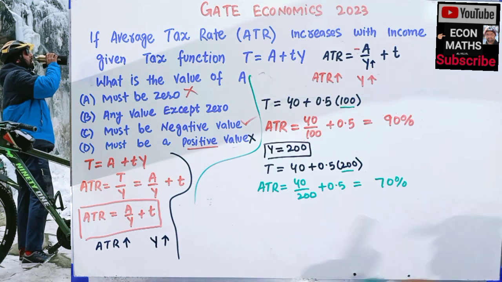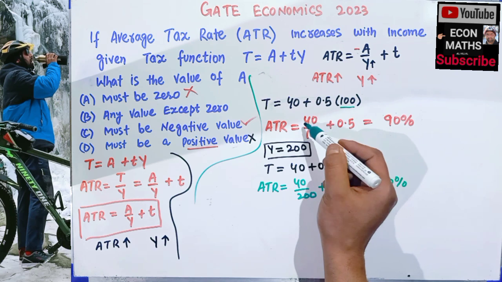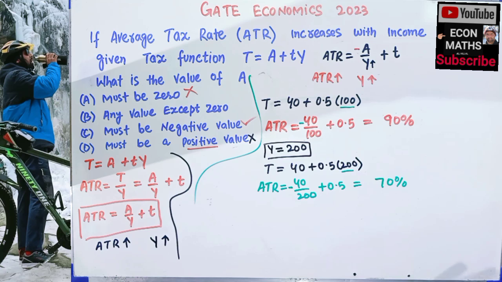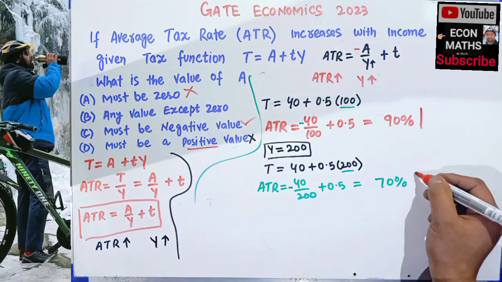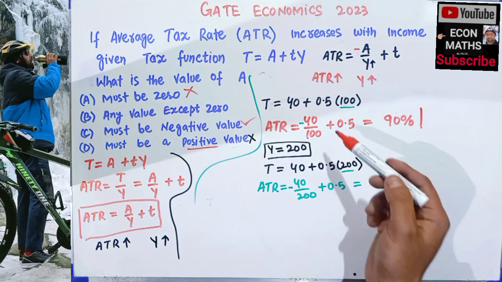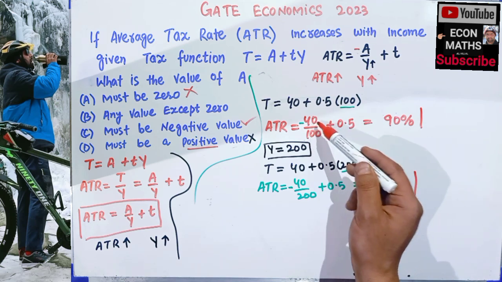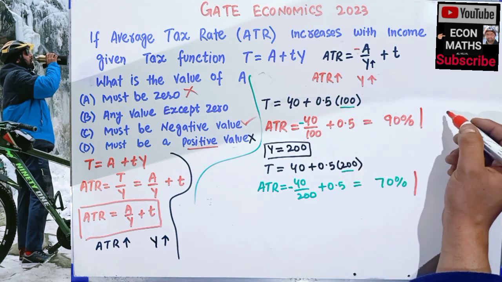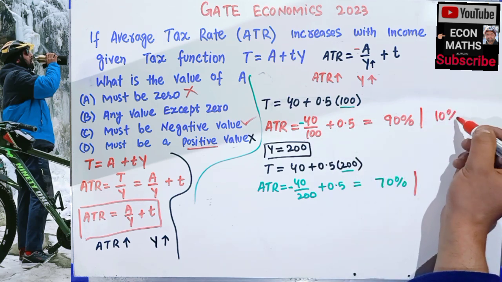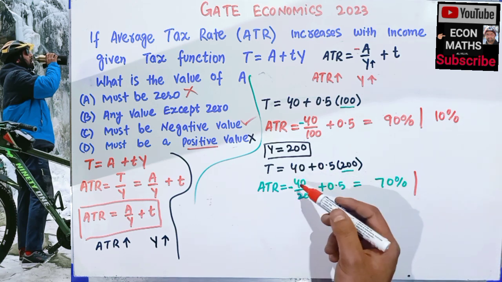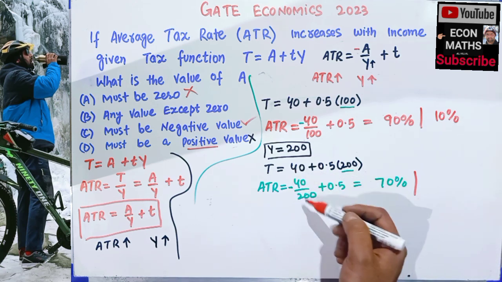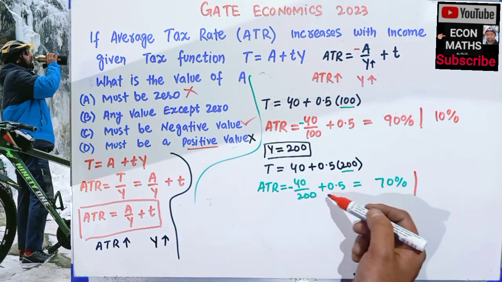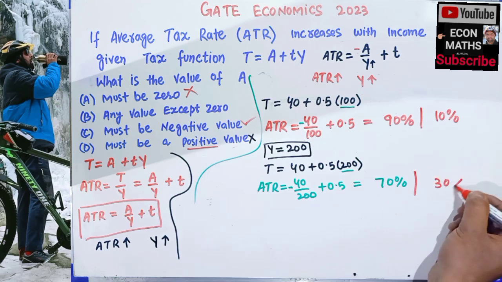But what happens if the first term is negative here? What will happen then? You can see when A is negative, so this is here negative 40% plus 50%. So negative 40% plus 50% comes out to be 10%. Here when income increases to 200, so we have negative 20% here. So negative 20% plus 50% comes out to be 30%.